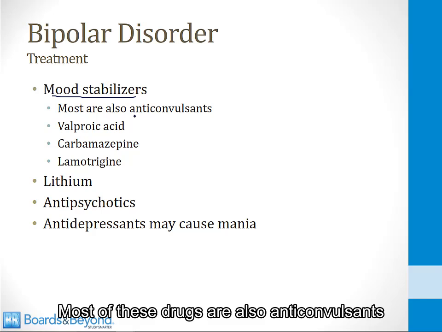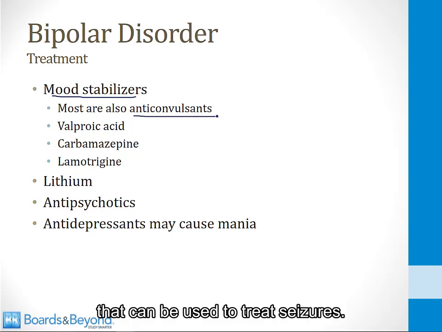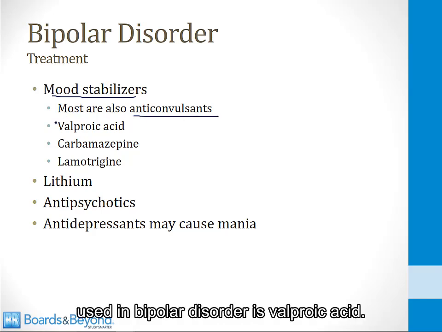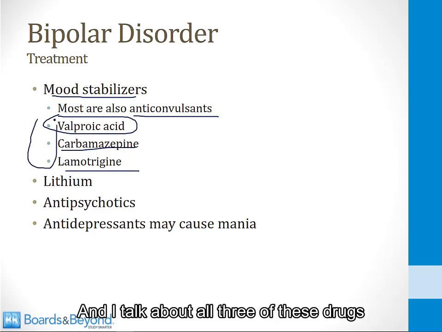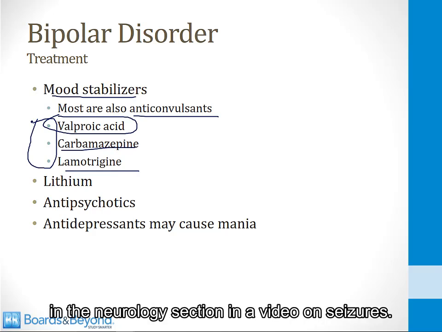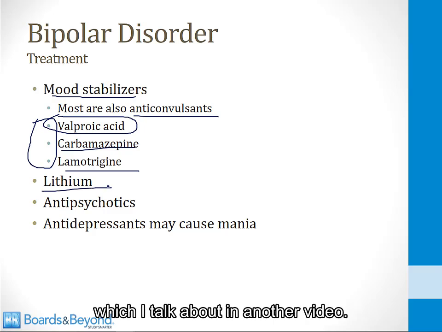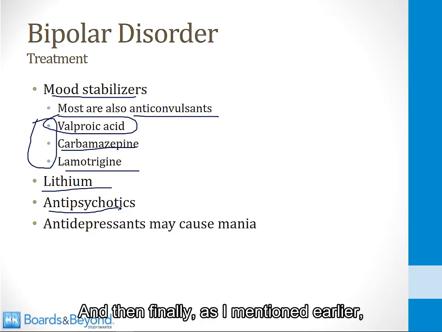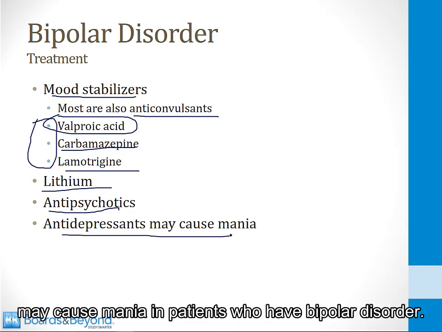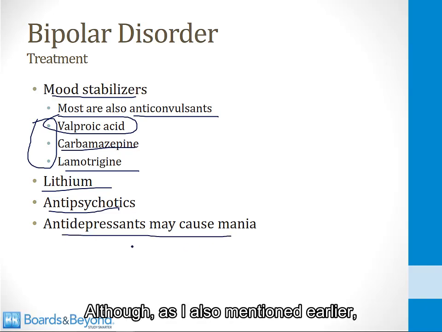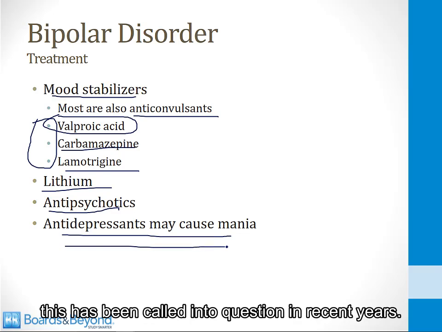Most of these drugs are also anticonvulsants that can be used to treat seizures. One of the classic drugs used in bipolar disorder is valproic acid. Other drugs are carbamazepine and lamotrigine. I talk about all three of these drugs and their mechanisms and side effects in the neurology section in a video on seizures. Another drug that can be used is lithium, which I talk about in another video. Antipsychotics are sometimes used. And then finally, as I mentioned earlier, it's classically taught that antidepressants may cause mania in patients who have bipolar disorder, although as I also mentioned earlier, this has been called into question in recent years.